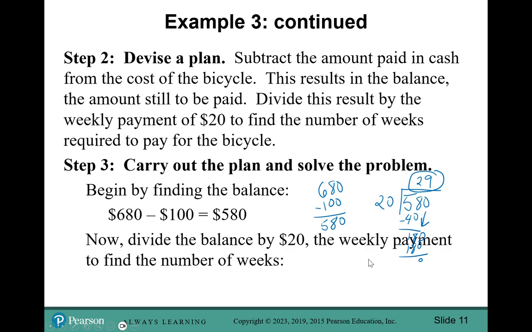So it says now we're going to divide the balance by $20, the weekly payment, to find the number of weeks. 580 divided by 20 equals 29 weeks, which is exactly what we found when we did our math.